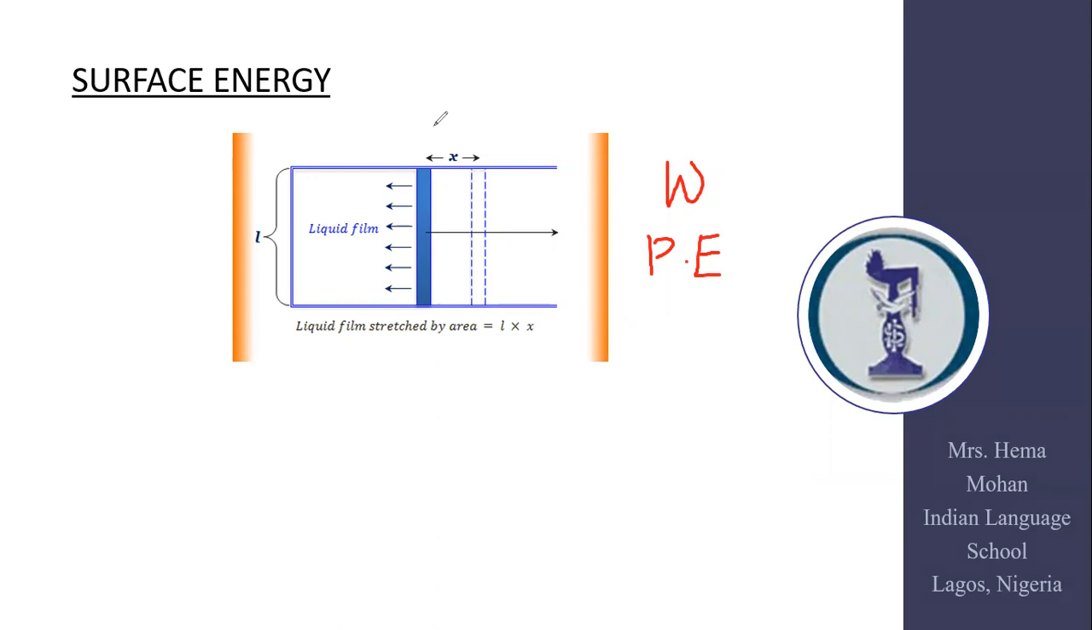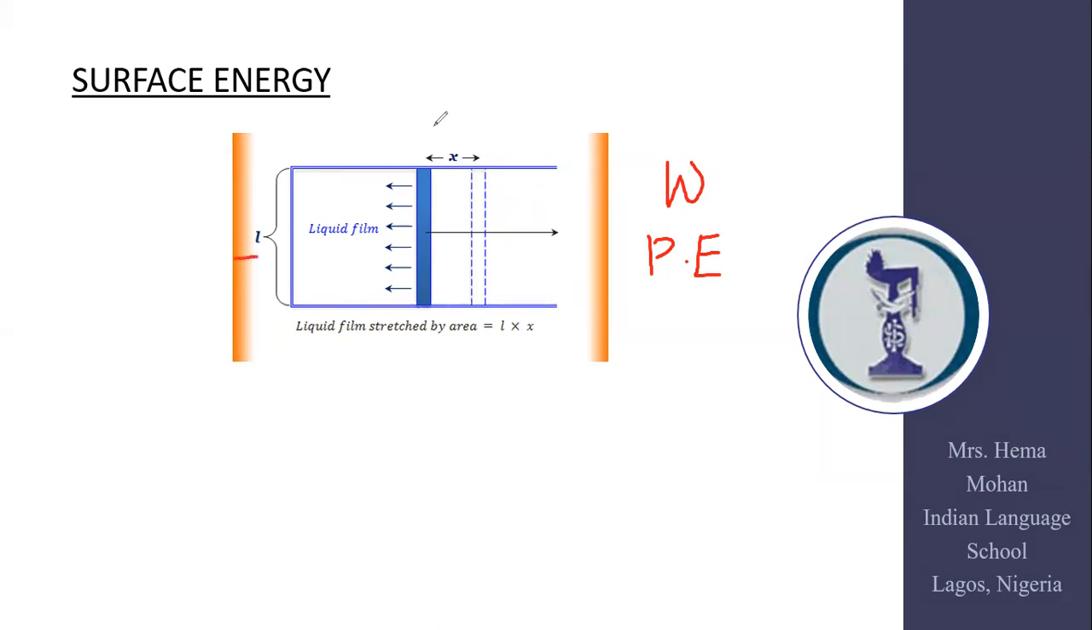So let us assume the soap film that you formed using your straw, where one side of that rectangular frame is movable, and let us assume the length of that rectangular frame is L.